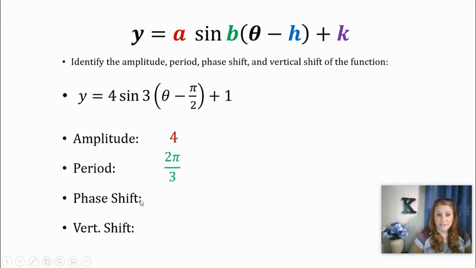The phase shift, remember that's the horizontal shift, left or right, is going to come from H. So you'll see here we have theta minus pi over 2. So it goes the opposite direction you would think. So we're going to shift our graph actually right pi over 2 units. And lastly, our vertical shift comes from this number on the outside of the function, plus 1, meaning our graph will shift up 1 unit.